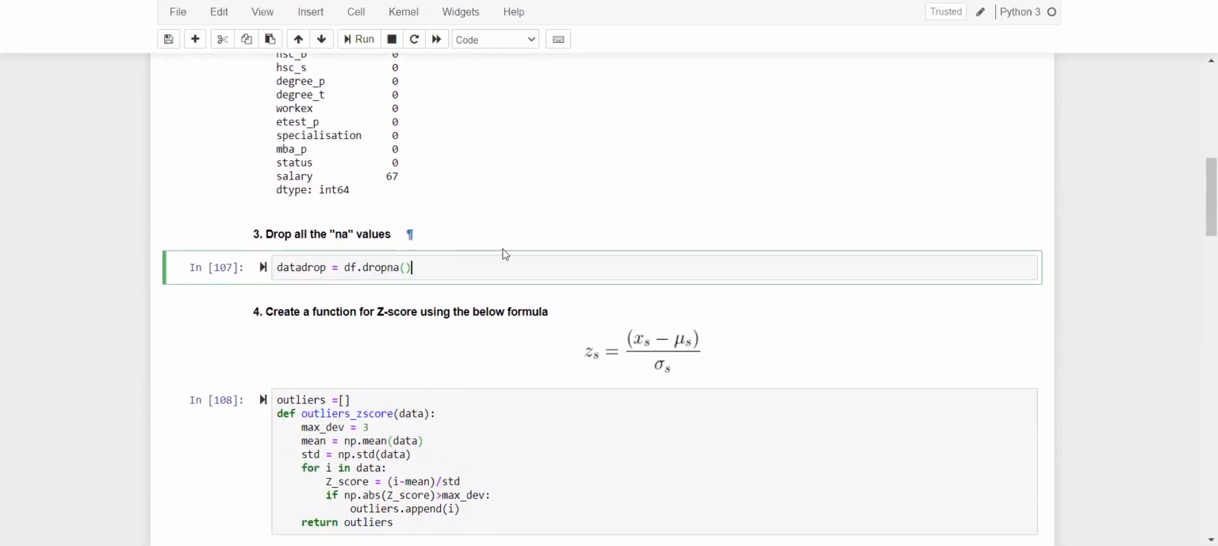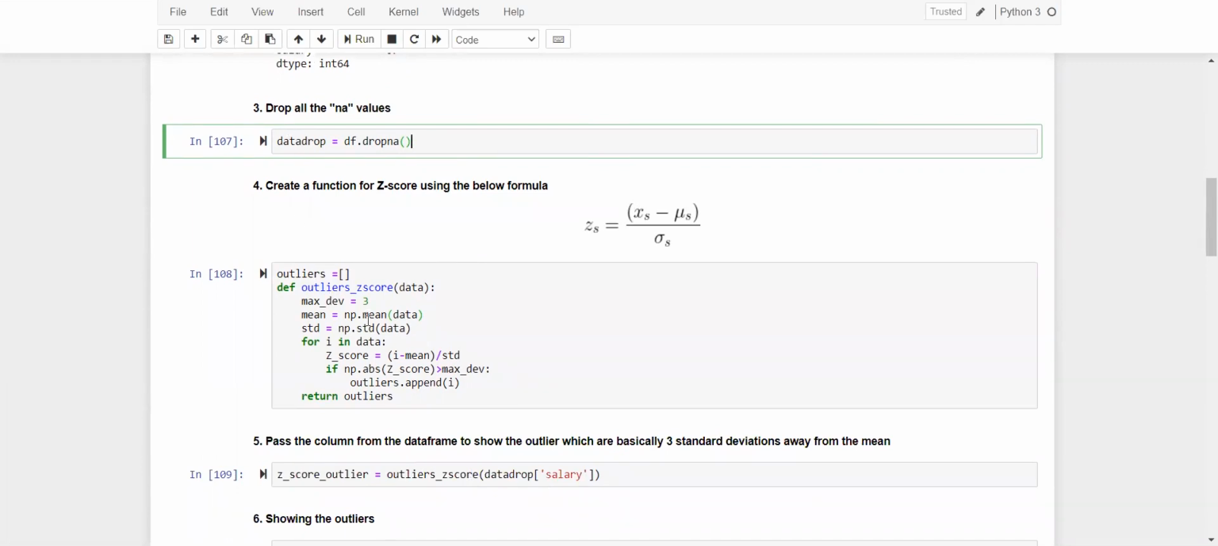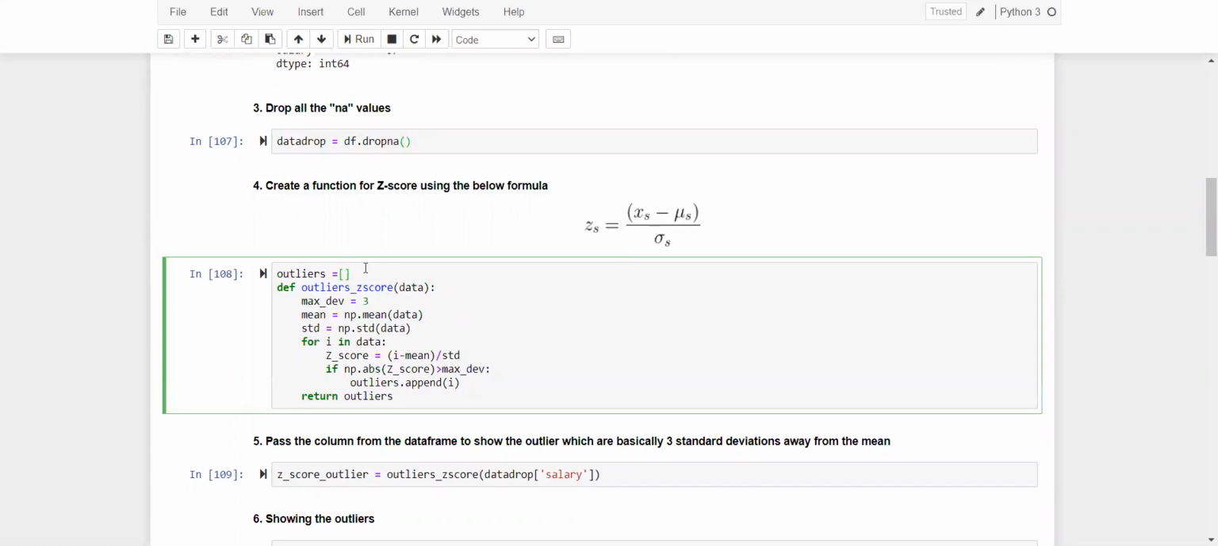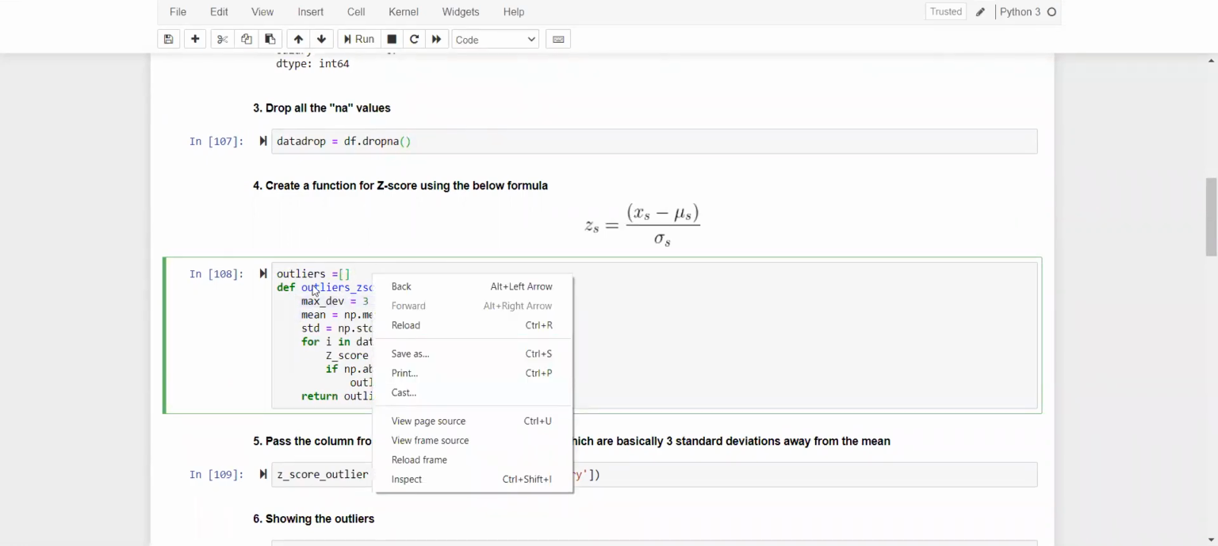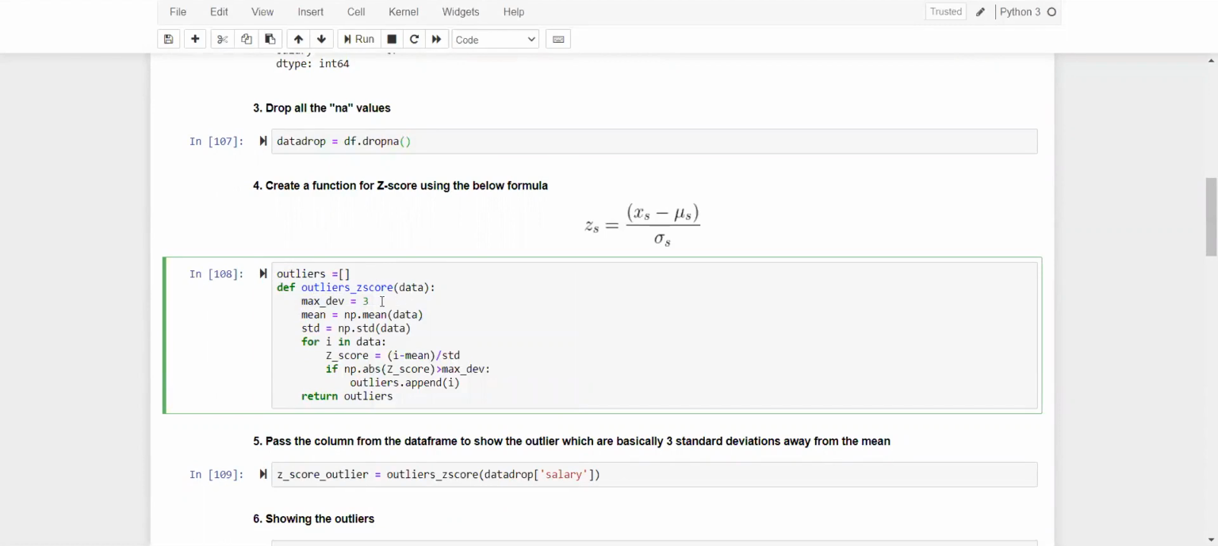Now after we drop the not applicable values from the salary column, I have created a function which defines the z-score. This is the formula for the z-score, and I have created a function to implement this formula. A couple of things we need to keep in mind. As we discussed in the theoretical part, a z-score is within 3 standard deviations from the mean, right? So I have taken a max deviation of 3, and then I have created a list for outliers. Anything which falls outside these 3 standard deviations will be appended to this outlier list.